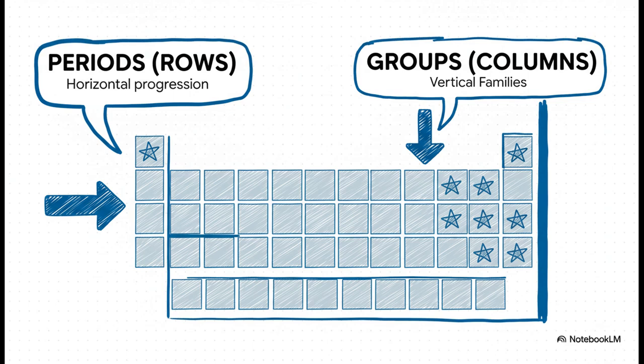So the table's layout is all about rows and columns. The horizontal rows are called periods. As you just move from left to right across a period, each element adds one more proton and one more electron. That's it. But the vertical columns, those are called groups, or, and I like this name better, families. And just like a real family, all the elements in the same group have similar personalities. They share similar chemical properties. They just act alike.